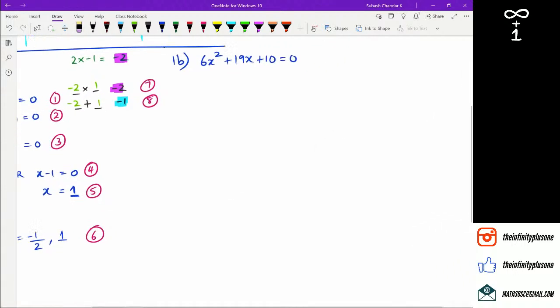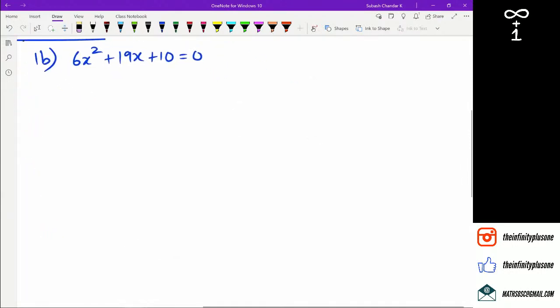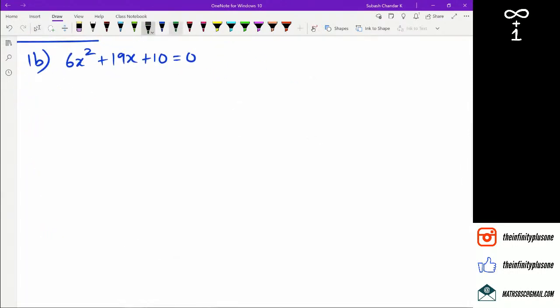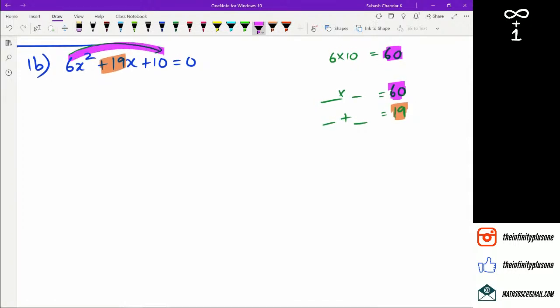All right, so let's go to question 1b now. As I said, the first step that I'm going to be doing here is multiplying 6 and 10. So 6 times 10 is 60, and what I'm looking for is two numbers that multiply to 60 but add up to 19. Just to see, that 19 is from here, and the 60 is from the 6 times 10. So at this point, I can tell you that it's 15 and 4.